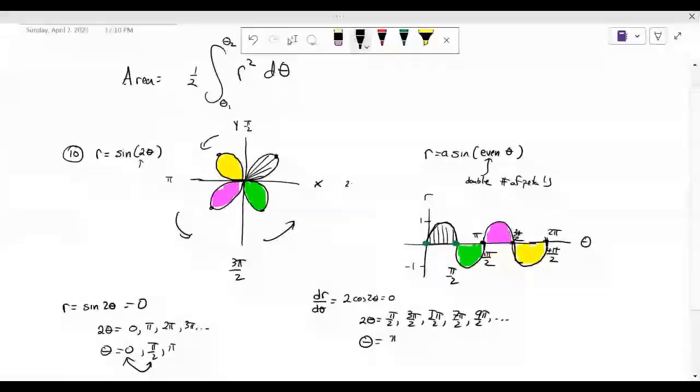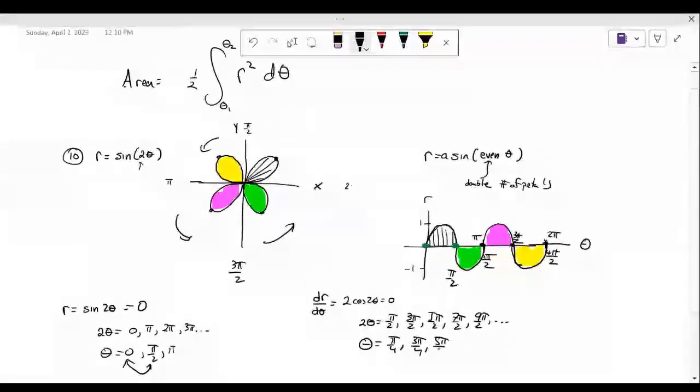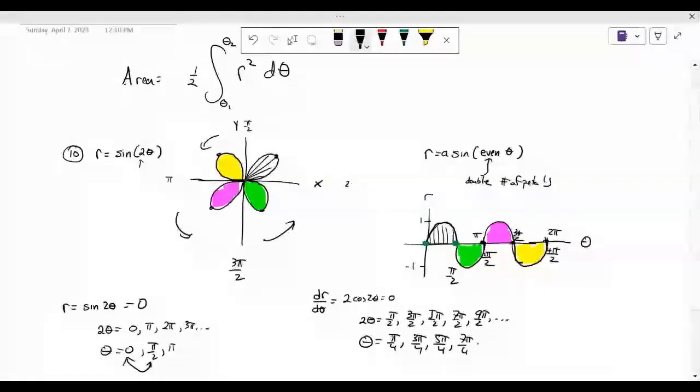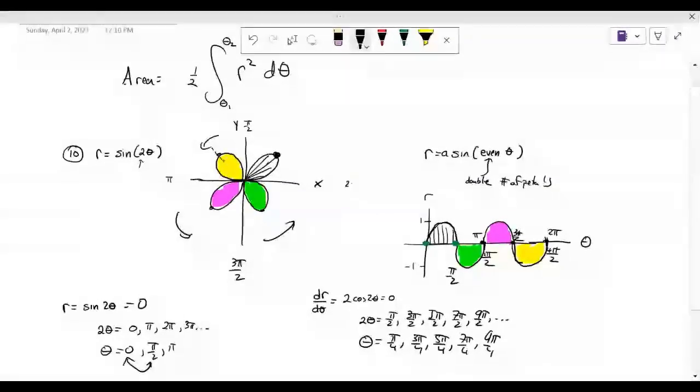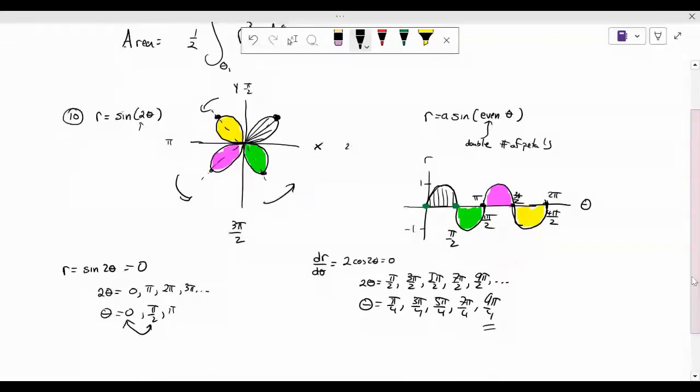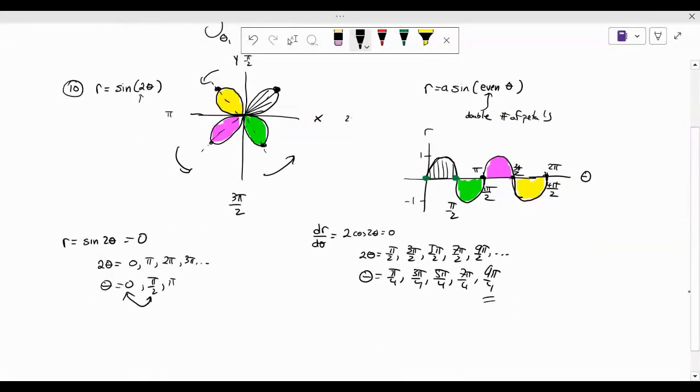So it even seems that way visually, correct? At pi over 4, we have a tip. At 3 pi over 4, we have a tip of a petal. 5 pi over 4, 7 pi over 4. And then notice at 9 pi over 4, you start repeating. So you know you have 4 petals if you ever forget. Just general advice, I guess. Call it my life advice.